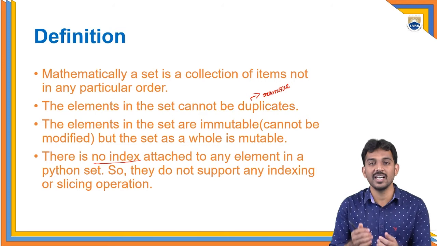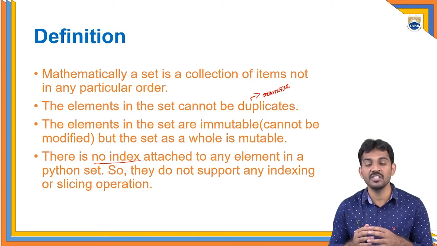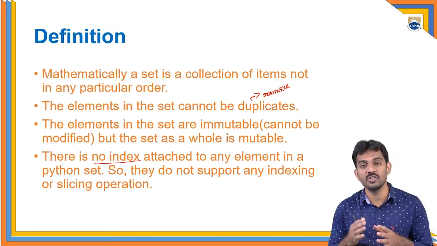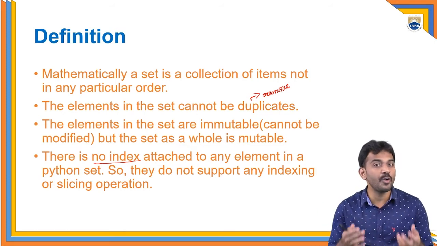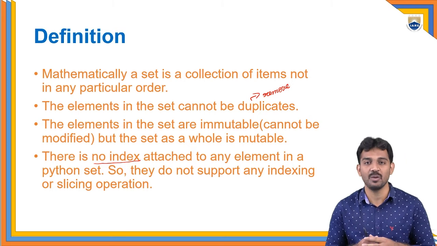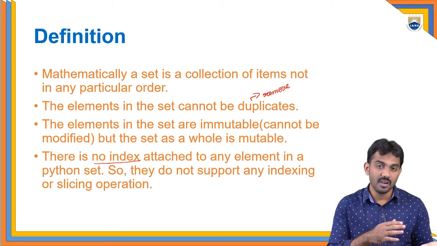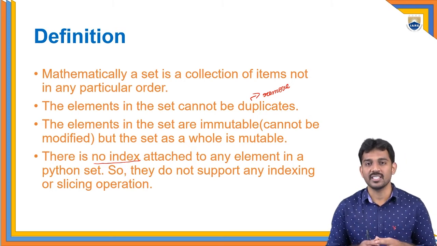For example, if you consider a list that contains 5 elements, based on the index, L of 0 gives you the first element, L of 1 gives you the second element. But with sets, you don't have a provision to access the individual element. That is the feature of sets.